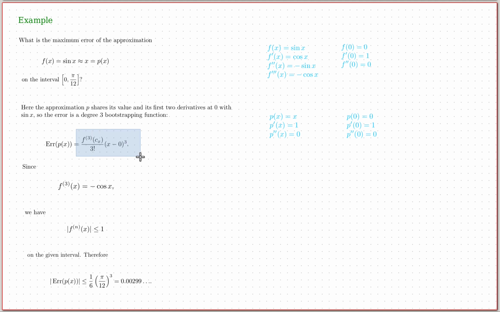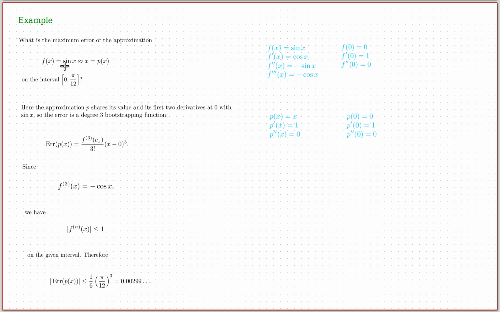So this gives us a nice value for this approximation. We can say that in the worst case scenario, the absolute value of the error could be as big as 1 over 6 times pi over 12 cubed. And if you plug all that into the calculator or MATLAB, you find that it's a pretty small error, 0.00299, etc.